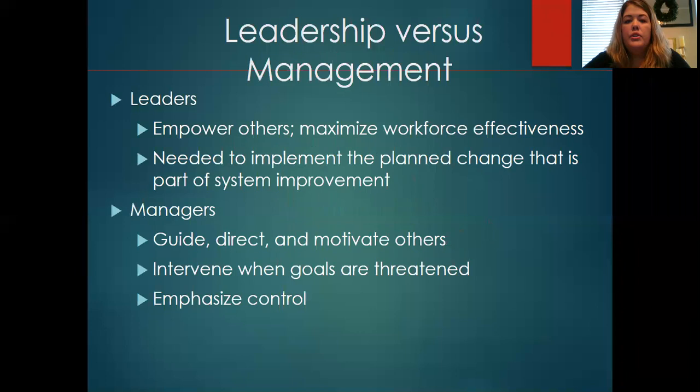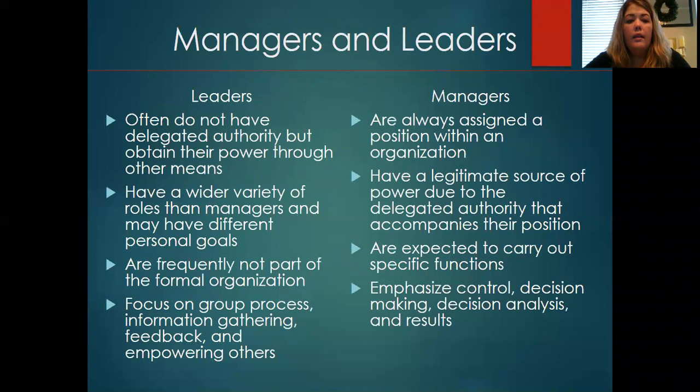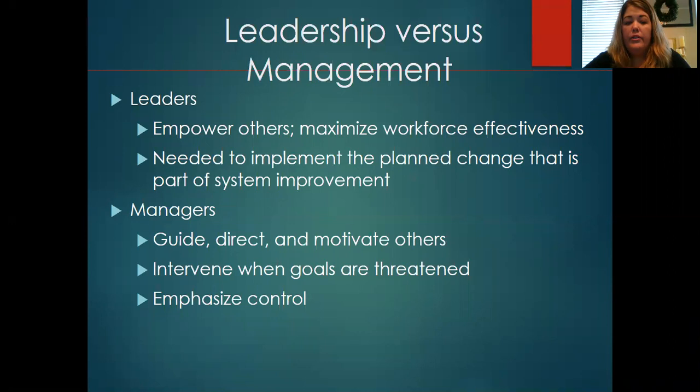So leadership versus management. Leaders empower others and maximize workforce effectiveness. They're needed to implement the planned change that is part of system improvement. And managers guide, direct, and motivate others. They intervene when goals are threatened, and the emphasis is more on control.